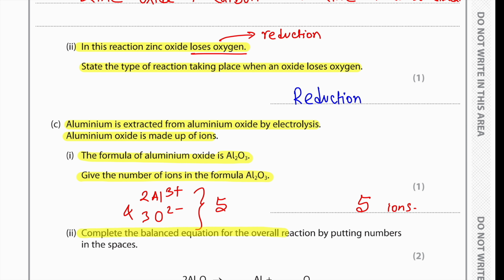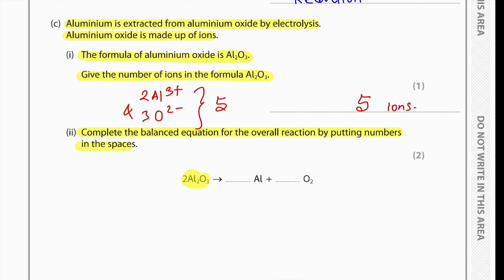Complete the balanced equation for the overall reaction by putting numbers in the spaces. 2Al2O3 is being broken down to aluminium. Since we have a 2 in front of the Al2, 2 times 2 produces 4. The 2 times 3 produces 6 for the oxygen. So 4 aluminium. Okay, now oxygen comes as a diatomic, so there are 2 atoms joined together. So 6 atoms will produce 6 divided by 2, 3 molecules. So we'll say 3O2. So 4 aluminium and 3 oxygen.